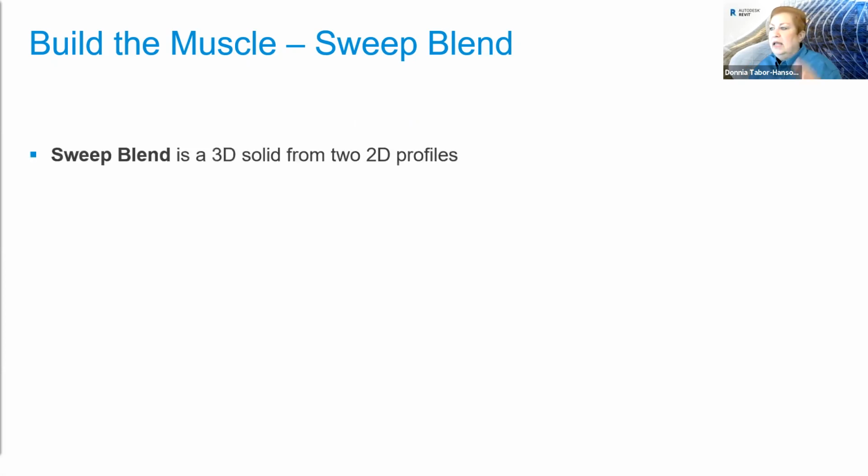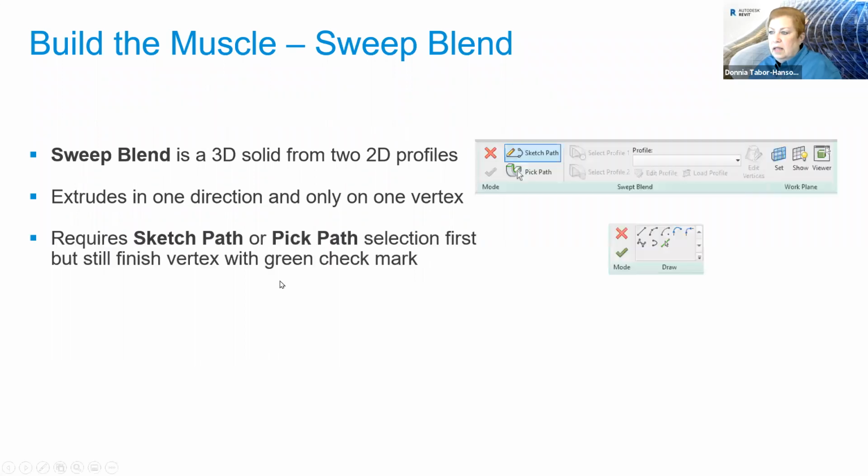The sweep blend has two 2D profiles. It goes from one profile to the other, but where the blend had a top and a bottom, which is kind of limiting if you think about it, because not all my blends go top to bottom, they go left to right. But anyway, it extrudes in one direction and only on one vertex. So it wants to extrude perpendicular to the plane that you started on, unless you're doing the pick edge. So the pick path.